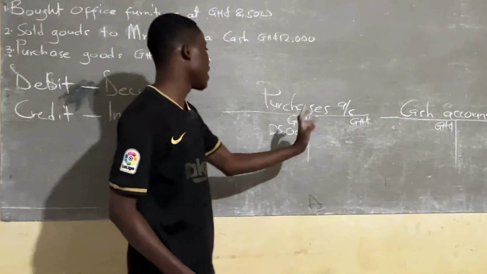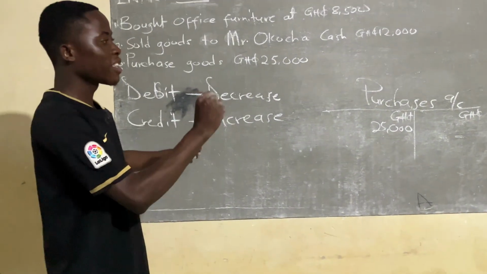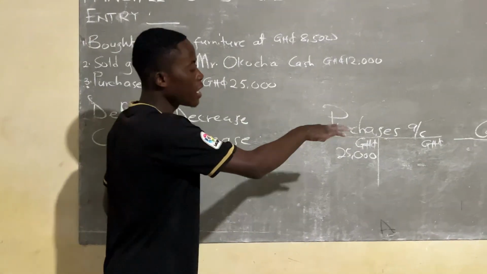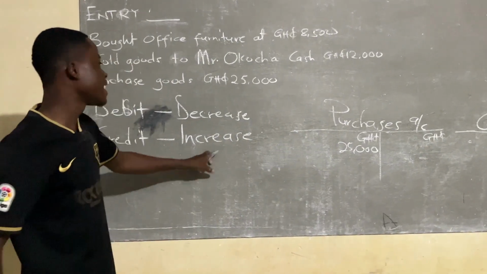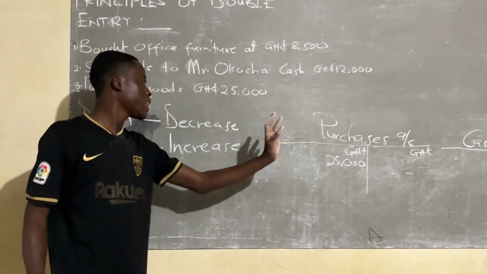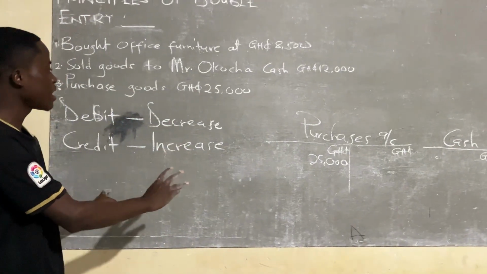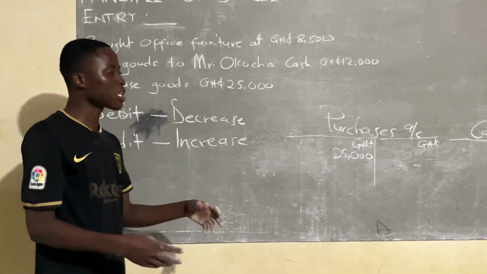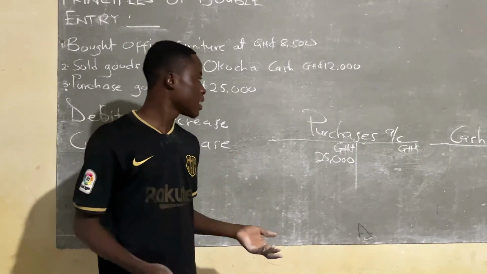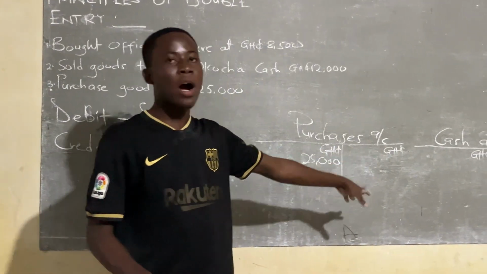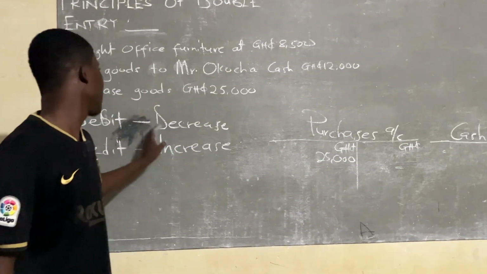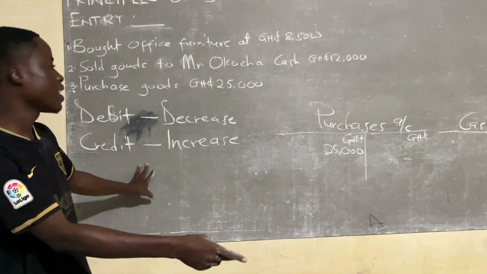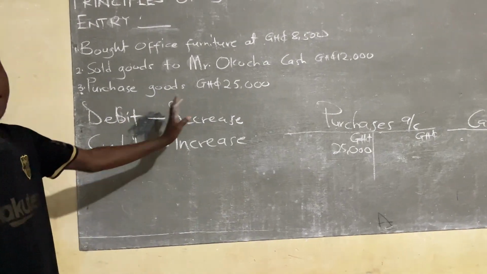So this confirms that whenever there is a credit in a particular account, it increases that account, and then when there is a debit, it decreases the account. And I hope this explanation makes it clearer to people who are facing difficulty to understand whether debit is increase or whether credit is increase and then debit is a decrease.